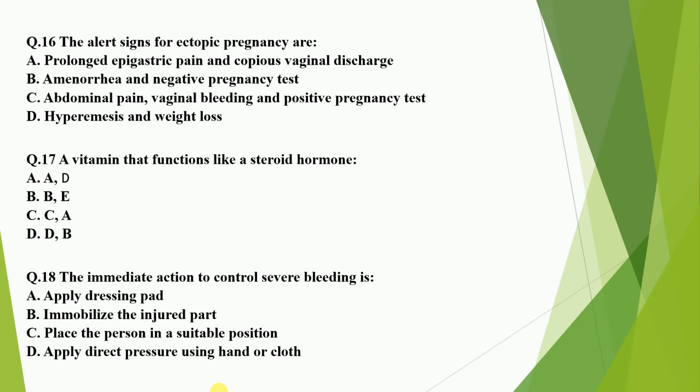Next, the alert signs for ectopic pregnancy are option A, prolonged epigastric pain and copious vaginal discharge, option B, amenorrhea and negative pregnancy test, option C, abdominal pain, vaginal bleeding and positive pregnancy test, option D, hyperemesis and weight loss. Correct answer is option C, abdominal pain, vaginal bleeding and positive pregnancy test.